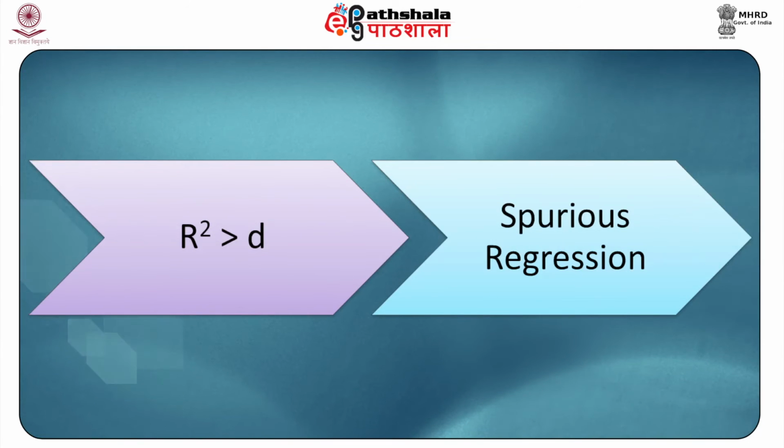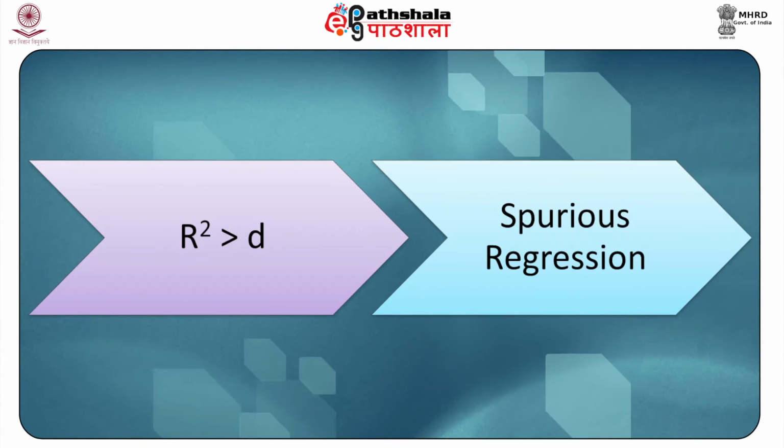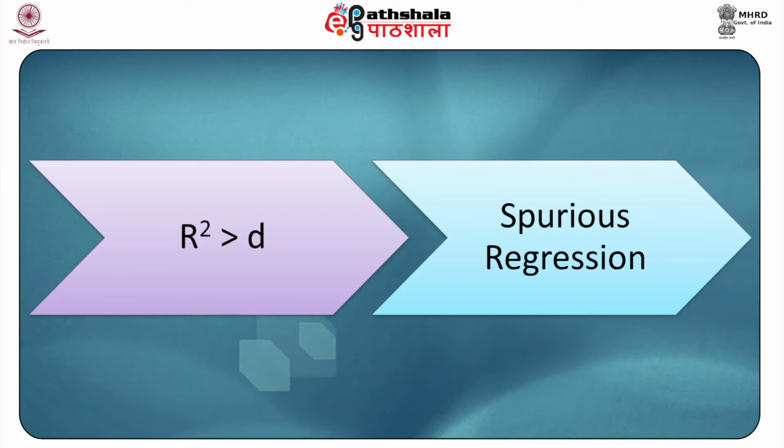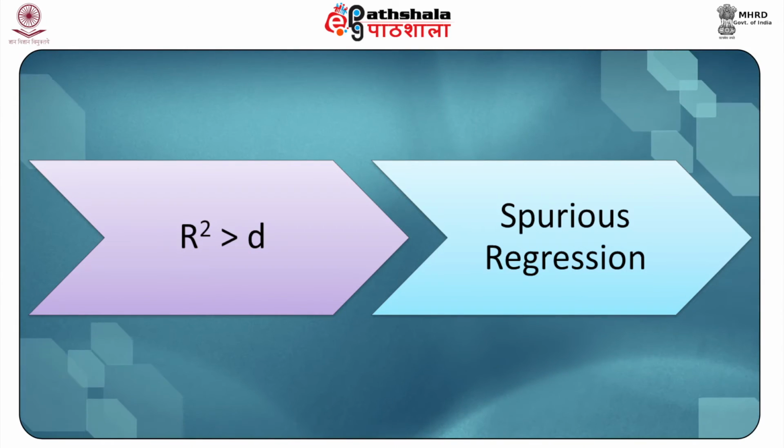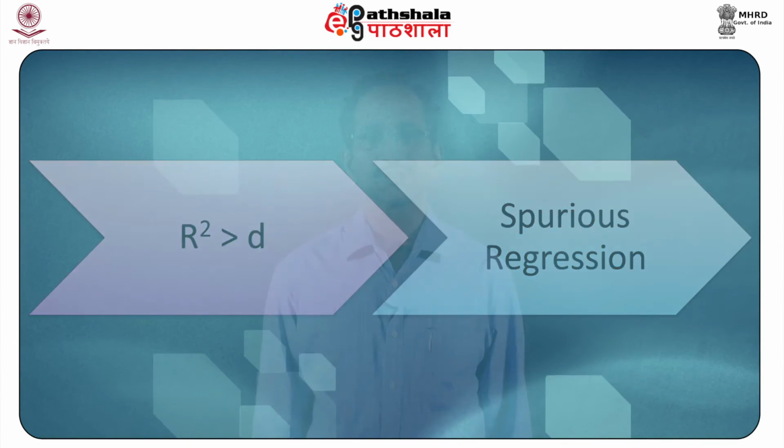The second method of judging the spurious regression was suggested by Granger and Newbold. They applied a rule of thumb that if R square is greater than d, then the estimated regression is a spurious regression. So we are saying that if R square is greater than d, then we have the likelihood of spurious regression, where R square is the coefficient of determination from the regression and d is the Durbin-Watson statistic.